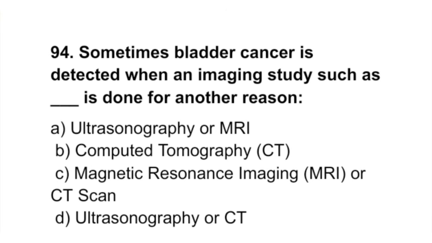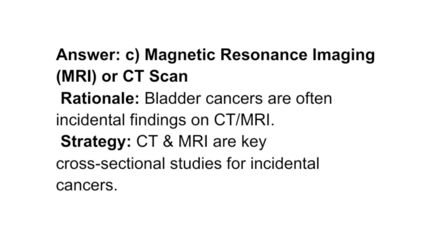94. Sometimes bladder cancer is detected when an imaging study is done for another reason: A. Ultrasonography or MRI. B. Computed tomography, CT. C. Magnetic resonance imaging, MRI, or CT scan. D. Ultrasonography or CT. Answer: C. Magnetic resonance imaging, MRI, or CT scan. Rationale: bladder cancers are often incidental findings on CT/MRI. Strategy: CT and MRI are key cross-sectional studies for incidental cancers.